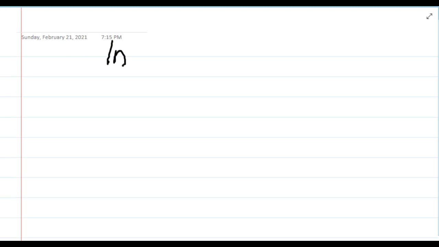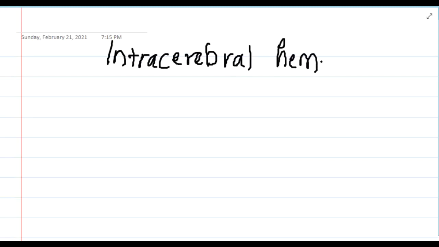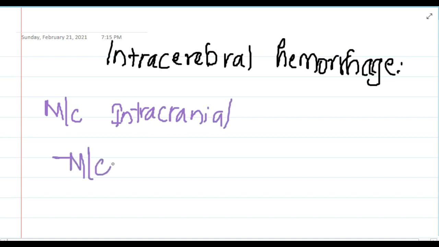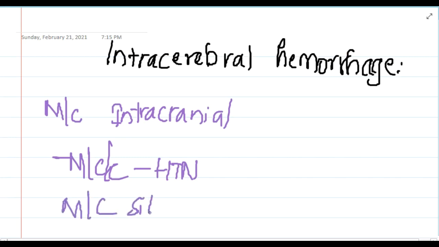Hello friends, let us now learn some important points about intracerebral hemorrhage. Intracerebral hemorrhage can be parenchymal. Here the hemorrhage is present mainly in the brain parenchyma. This is the most common cause of intracranial hemorrhage, and the most common cause of intracerebral hemorrhage is hypertension, which causes the rupture of small perforating arteries and arterioles. If you were asked the most common site of intracerebral hemorrhage, it is the basal ganglia, that is, the putamen.